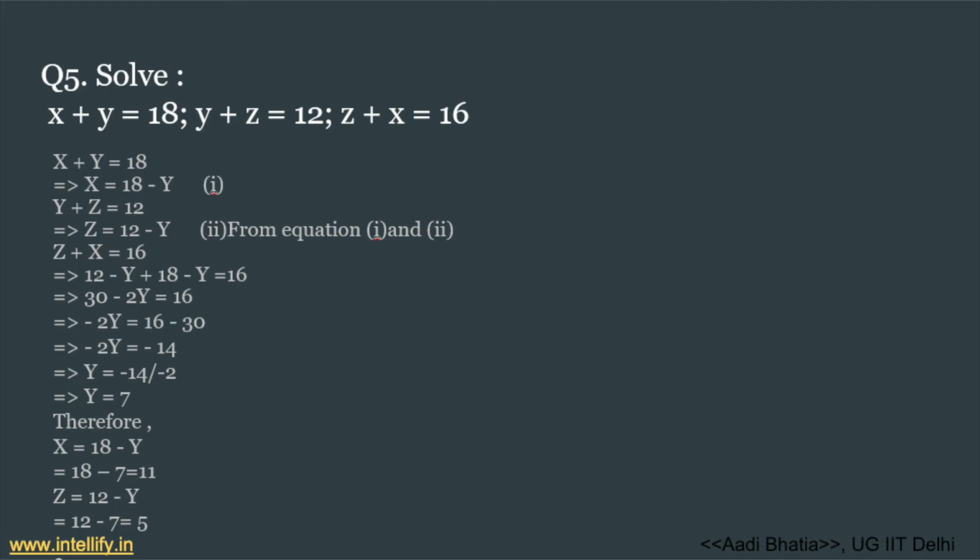From equation 1 and 2, z plus x is equal to 16, so 12 minus y plus 18 minus y is equal to 16. 30 minus 2y is equal to 16, so minus 2y is equal to 16 minus 30, and minus 2y is equal to minus 14, and hence y is equal to minus 14 upon minus 2, which will equal 7. Therefore x is equal to 18 minus y, 18 minus 7 is equal to 11. z is equal to 12 minus y is equal to 12 minus 7 is equal to 5. Hence z is equal to 5.